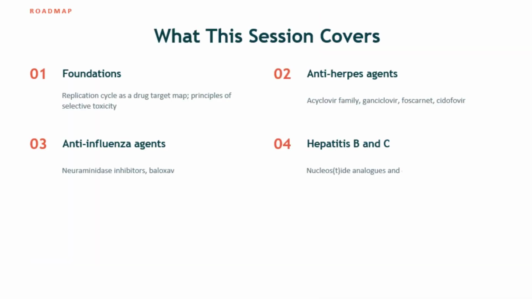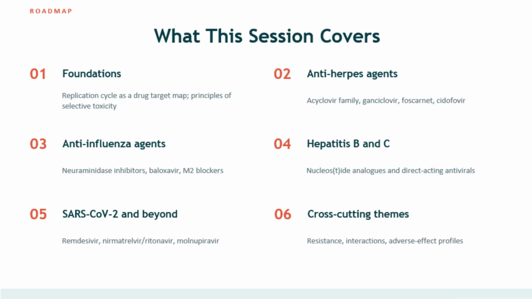Here's our roadmap so you know exactly where we're going. We start with foundations because if you understand the replication cycle, half of this topic memorizes itself. Then we work through 4 families of agents: the anti-herpes drugs, the influenza drugs, hepatitis B and C, and the newer SARS-CoV-2 agents. And we finish with the themes that cut across all of them: resistance and drug interactions.